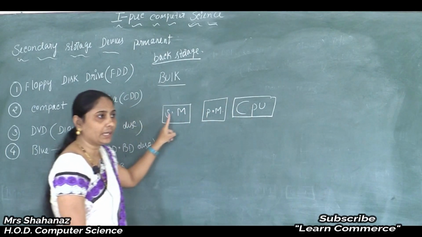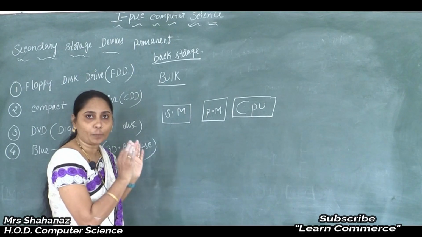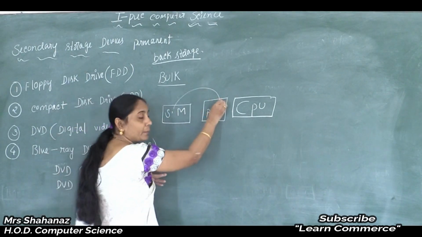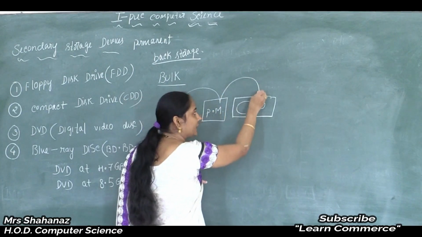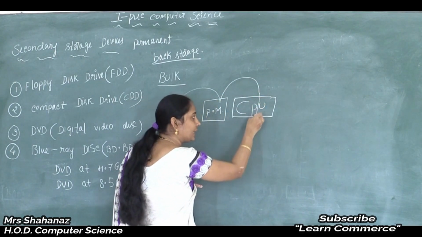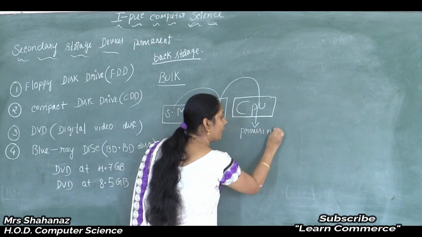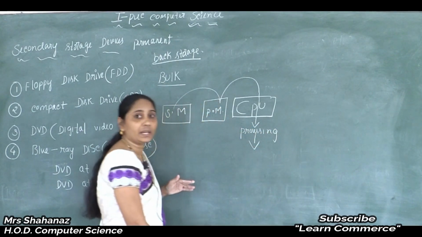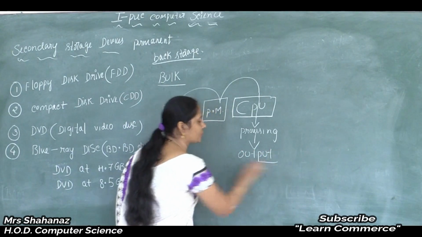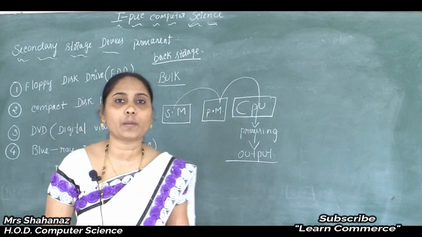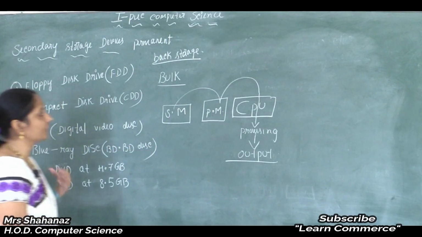If any data is there in our secondary memory, first of all we need to pass such data to the primary memory, and later the primary memory passes the data to the CPU. By collecting the data, the CPU does some processing, and after the processing, whatever result we get is called the output. So clear this point here. This is some concept, some points about our secondary storage devices.